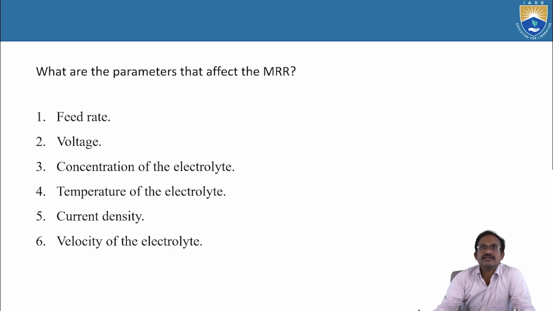What are the parameters that affect the material removal rate, MRR? Feed rate, voltage, concentration of the electrolyte, temperature of the electrolyte, current density, velocity of the electrolyte. So these are the parameters that affect the material removal rate.